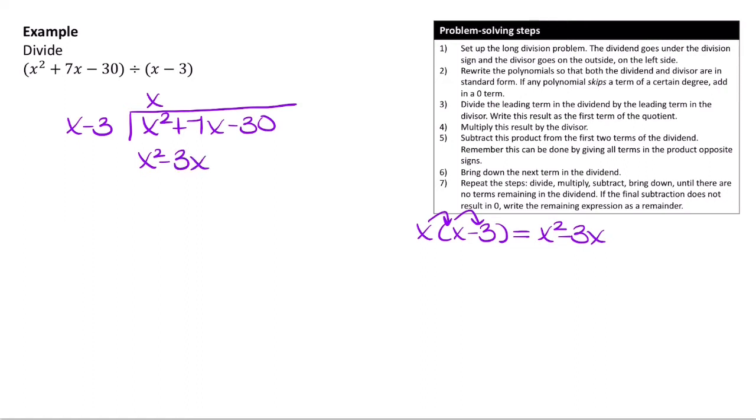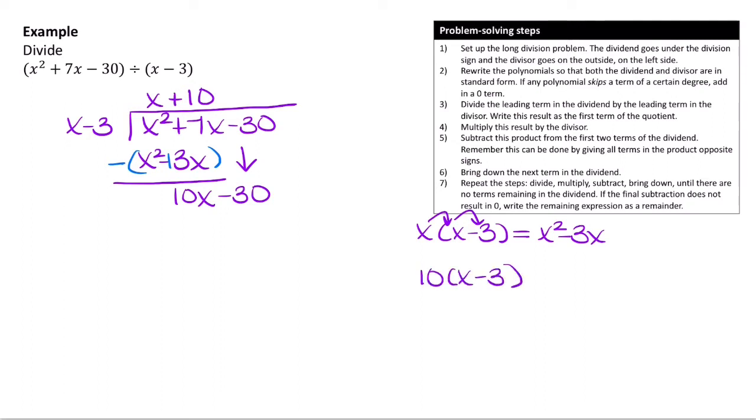And then remember, now I need to subtract. When I subtract, I just go ahead and change these to opposite signs. So I'm going to get x squared minus x squared, which is 0, 7x plus 3x, which is 10x. Now I'm going to bring down this minus 30. Now I do 10x divided by x. Well, 10x divided by x is going to be plus 10. So I'm going to take that 10 now and multiply that by x minus 3. When I distribute that 10, that gives me 10x minus 30.